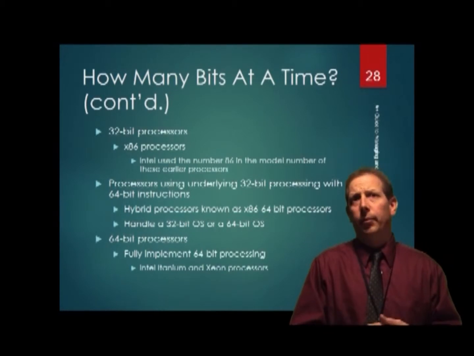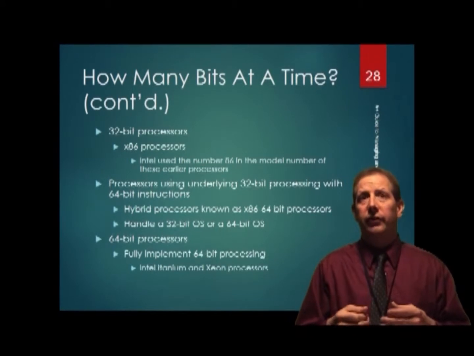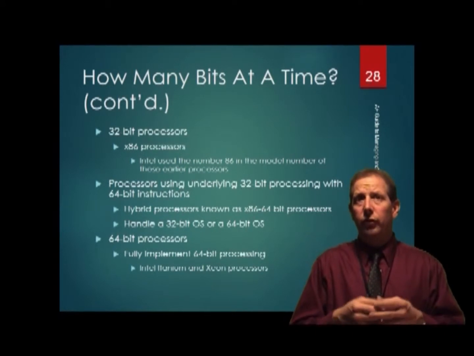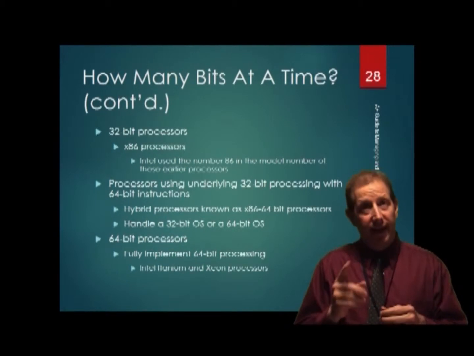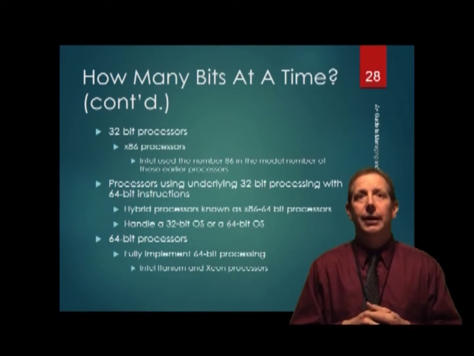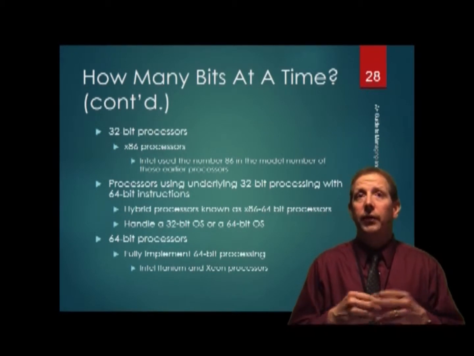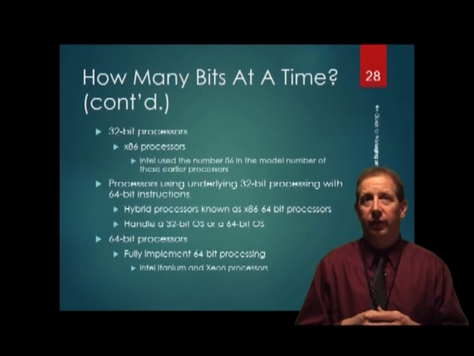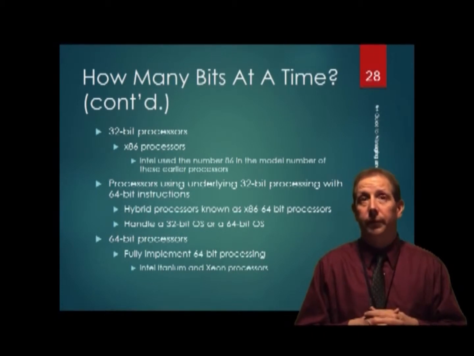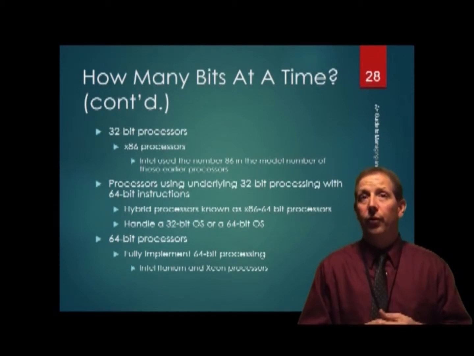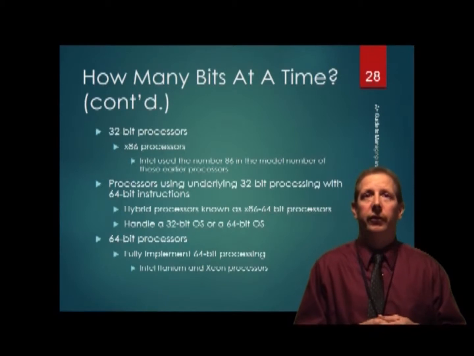Now, 64-bit processors. Intel makes several 64-bit processors for workstations or servers that use fully implemented 64-bit processing, including the Itanium and the Xeon processors. Intel calls the technology the IA64, but they're also called the x64 processors. The Itanium and the Xeon are primarily found on our servers. They're not compatible with 32-bit processing and therefore require a 64-bit operating system.